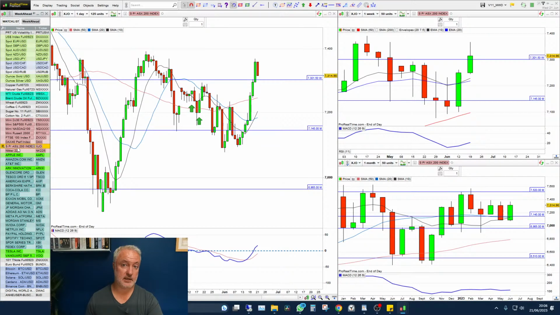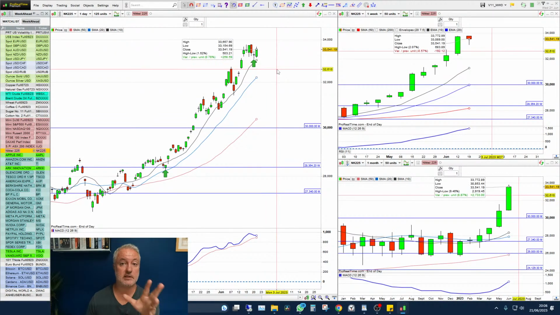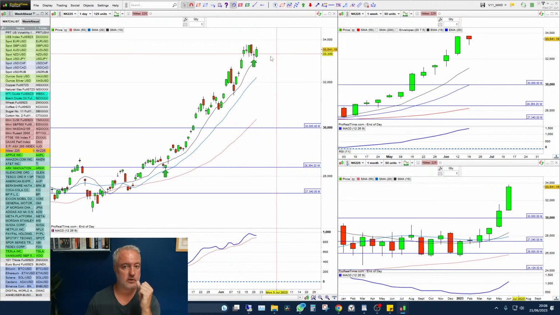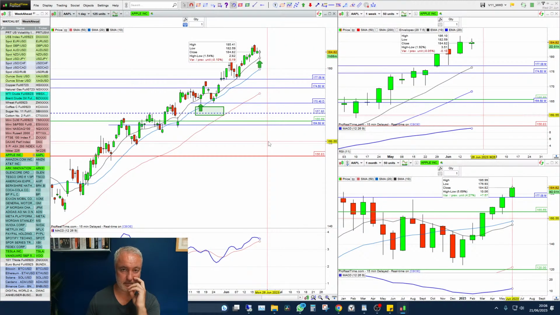S&P, ASX looks fine, just needs a pullback. There we go. There was a pullback there and it's taken off. I didn't take this, it's a Nikkei, I didn't trade it, but there it is, it's on its way. Okay, Apple, possible buy scenario. Okay, possible.